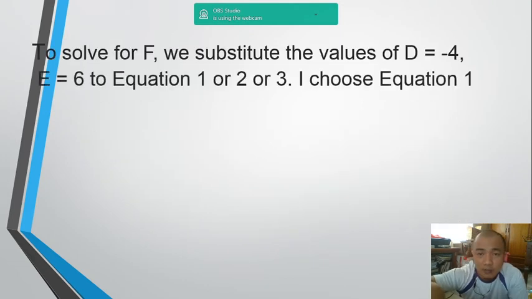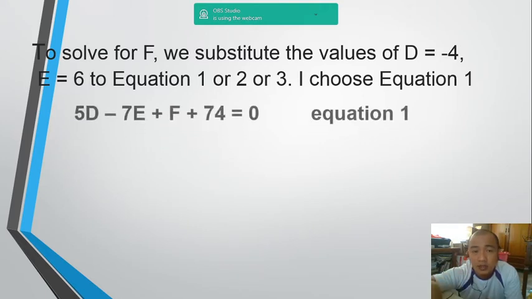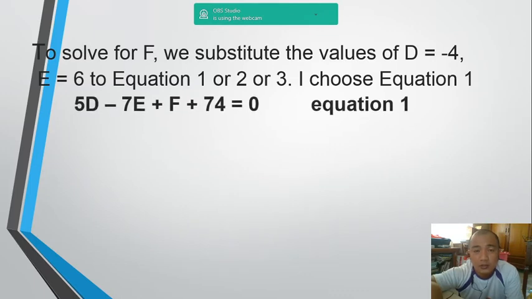So, to solve for f, we substitute the values of d equals negative 4 and e equals 6 to equation 1, 2, or 3. You can choose from equation 1, 2, or 3. I choose equation 1. Whichever is yung mas madaling equation pag-substitutan para sa inyo. You can choose equation 2 or equation 3. Same result will be obtained for f. Okay? So, yan ang equation 1 natin.